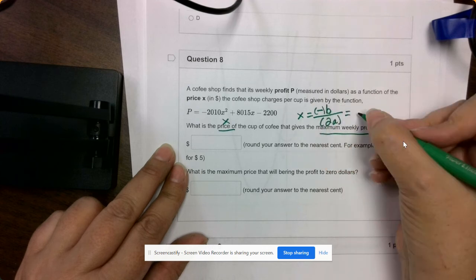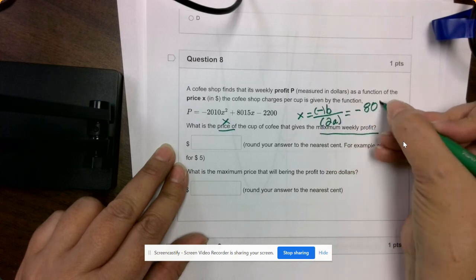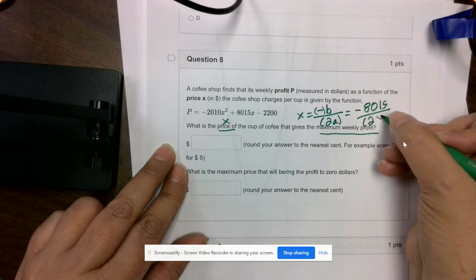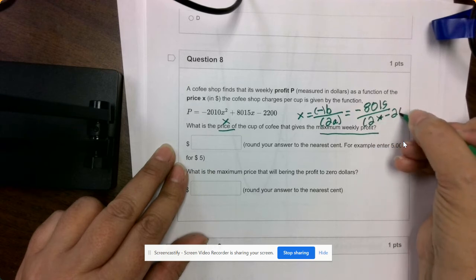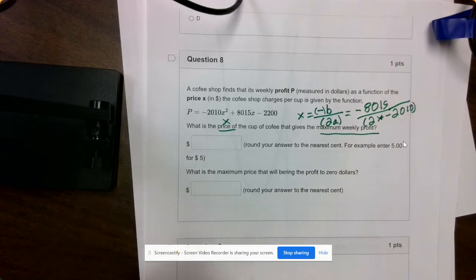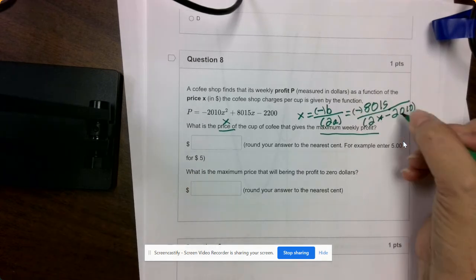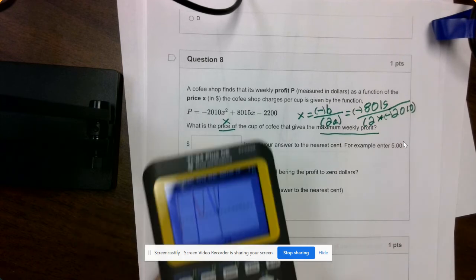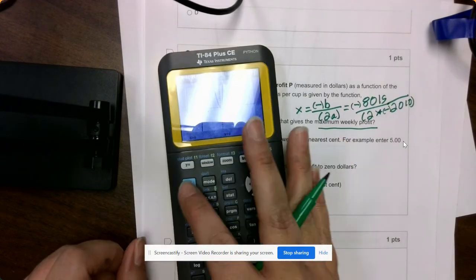So we're going to put negative 8,015 over 2 times negative 2,010. Notice that we do use the parentheses, everybody. Make sure you're using the negative sign. Calculator's not as smart as us. It doesn't know to get out of the graph, by the way, everybody, go second quit.